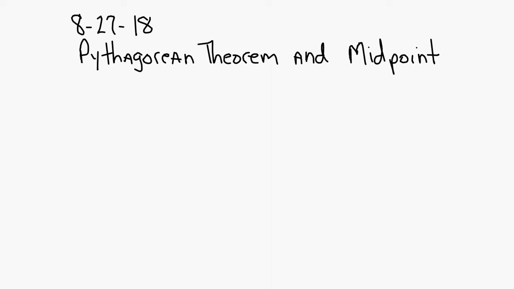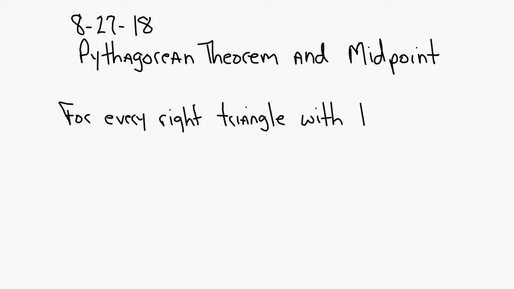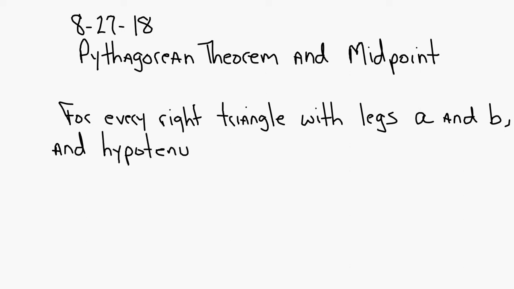So the Pythagorean theorem states that for every right triangle, with legs A and B, and hypotenuse side C, A squared plus B squared will always equal C squared.